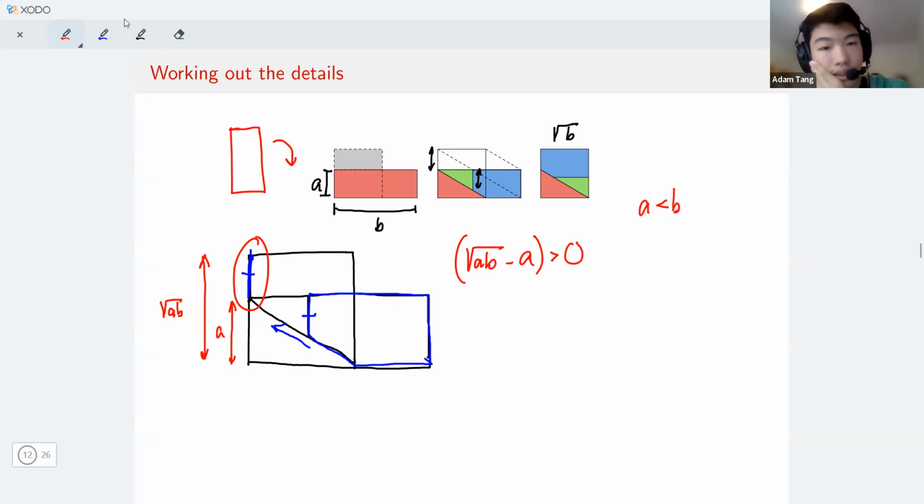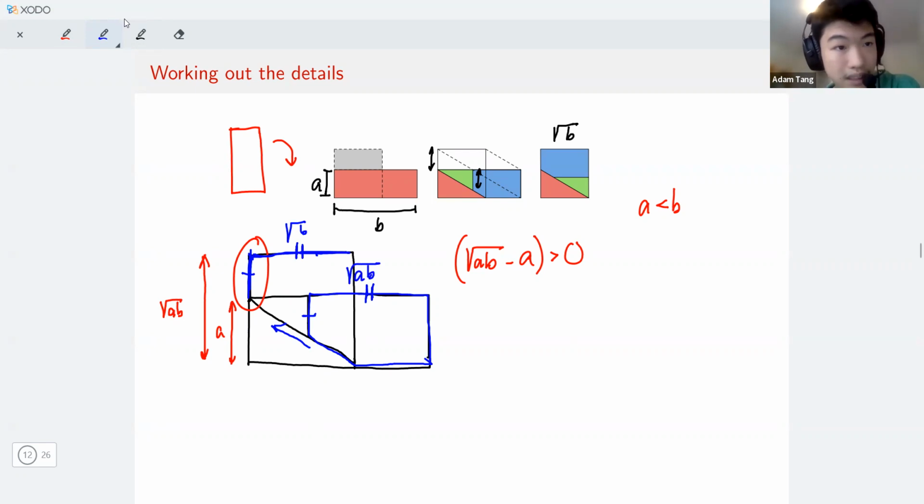Now what do we do with the remaining bit? I mean, what else do we need to make sure happens? Well, we know that the top piece, the top length over here, has to be the same as this one, because these two will coincide once you slide them. So we know this is root AB, so this is also root AB.